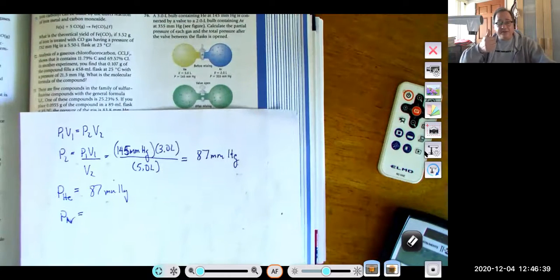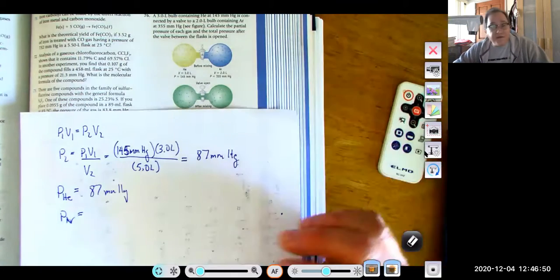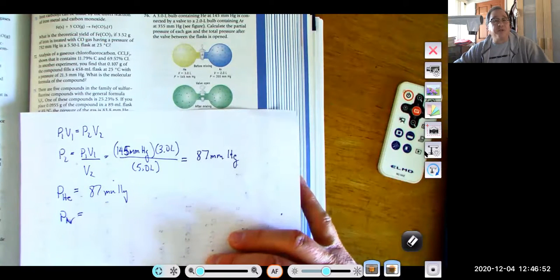When you're done, give me a thumbs up. If you can't see the pressure on the argon, it's 355 millimeters of mercury.